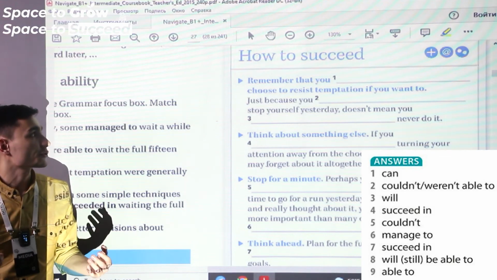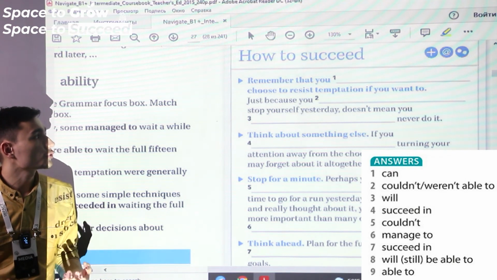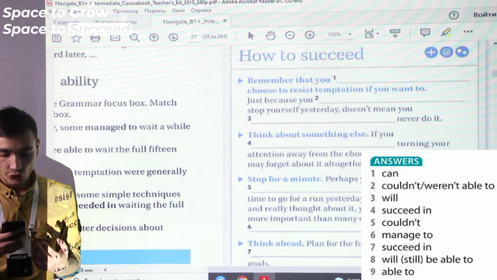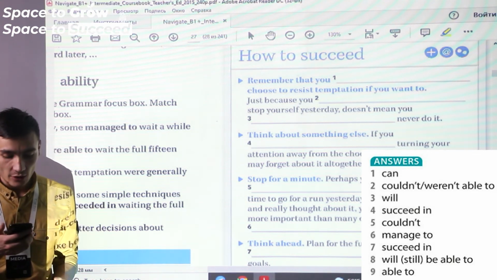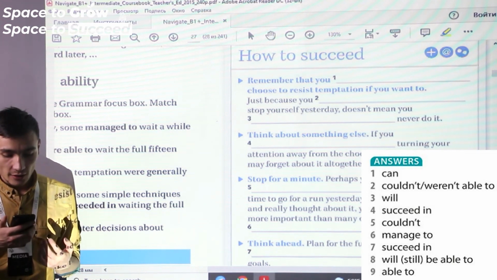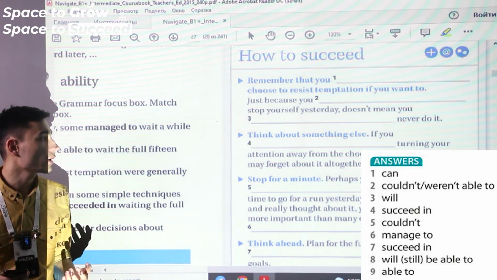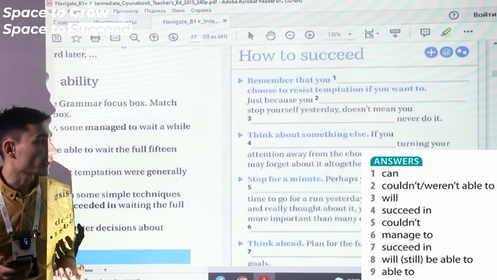Now let's look at the answers one by one. How to succeed. Remember that you can choose to resist temptation if you want to. Just because you weren't able to stop yourself yesterday doesn't mean you will never do it. Think about something else. If you succeed in turning your attention away from the chocolate for a while, you may forget about it altogether.